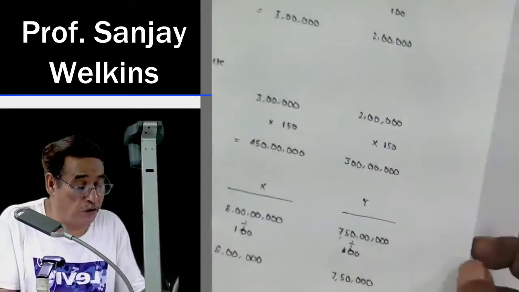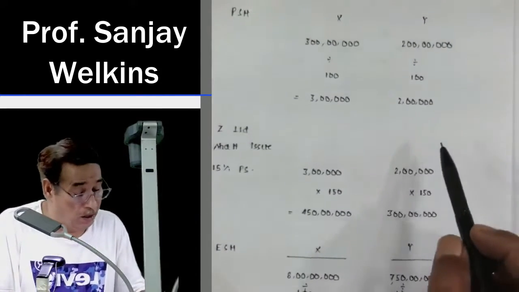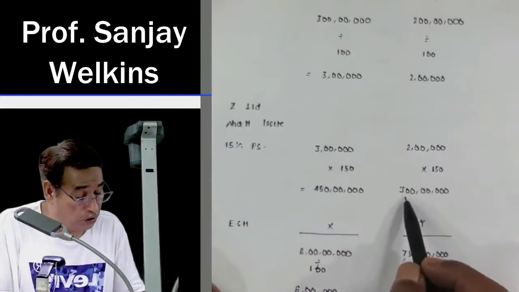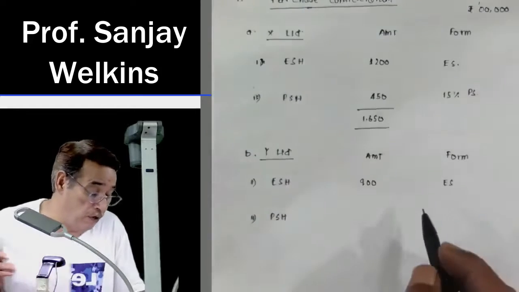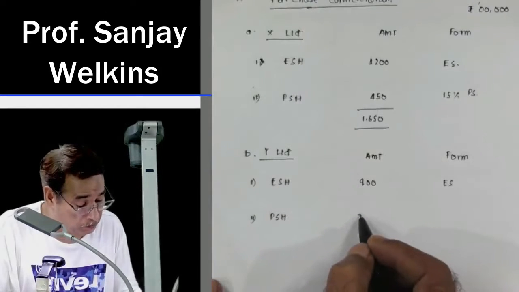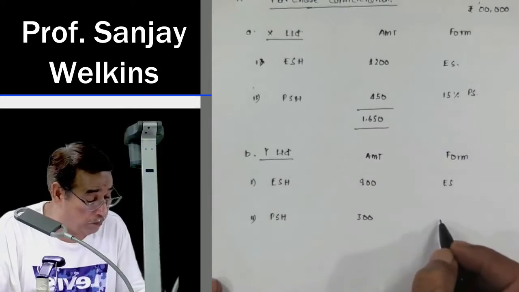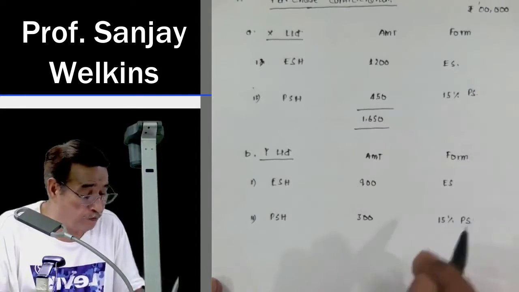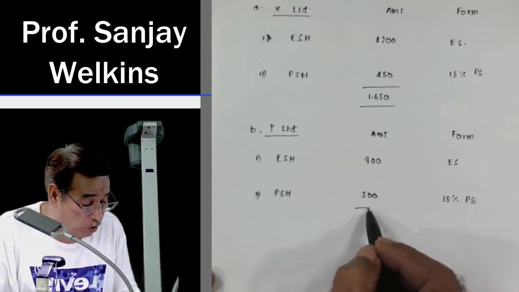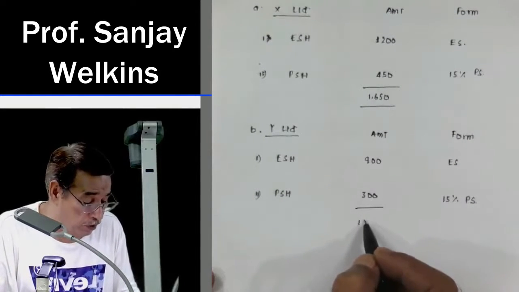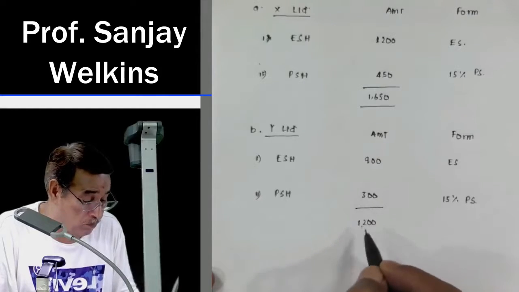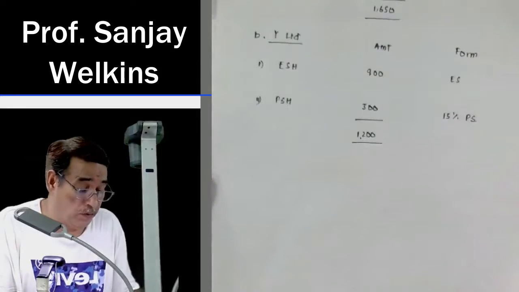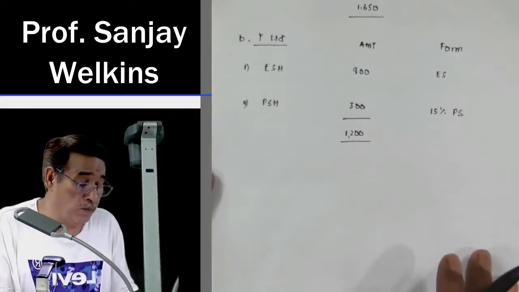As far as preference shareholders of Y Limited are concerned, we saw earlier that we are offering them 15% preference shares worth rupees 300 lakhs. So I will write here 300 lakhs. This payment is by way of 15% preference shares. Now I will total it up. Total will be equal to 1,200. Is it clear to you? Total will be equal to this much.